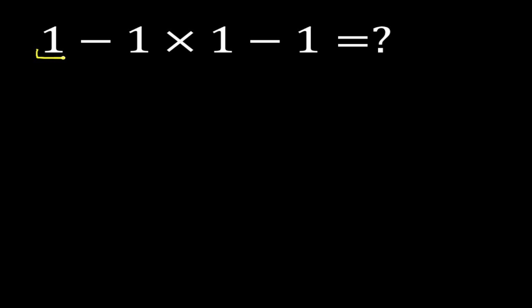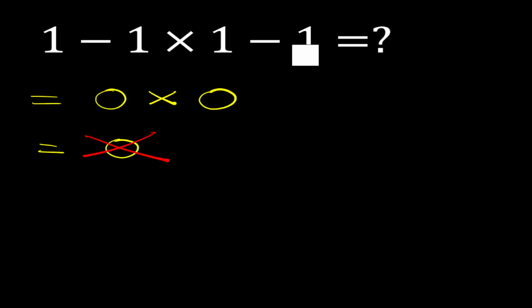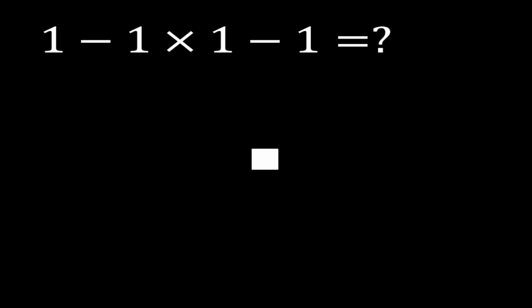So 1 minus 1 is equal to 0. Then again 1 minus 1 is equal to 0. Now 0 times 0 is equal to also 0. But this answer is not correct.